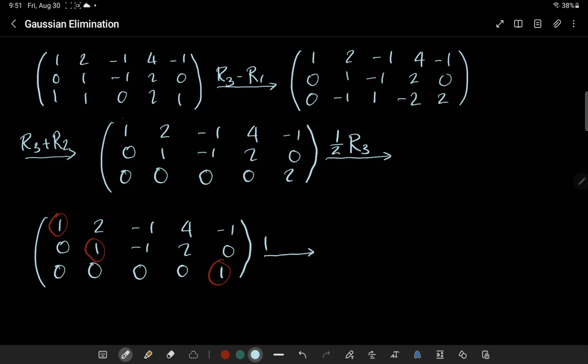So here I'm going to do row 1 plus row 3.